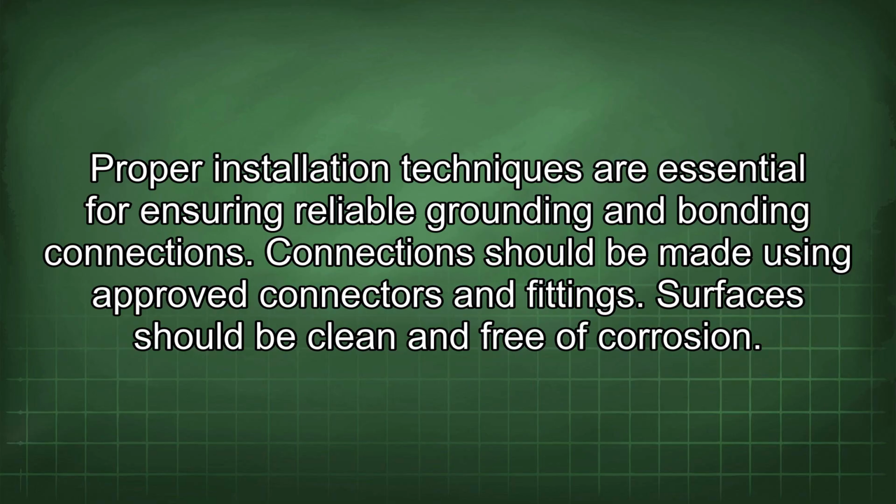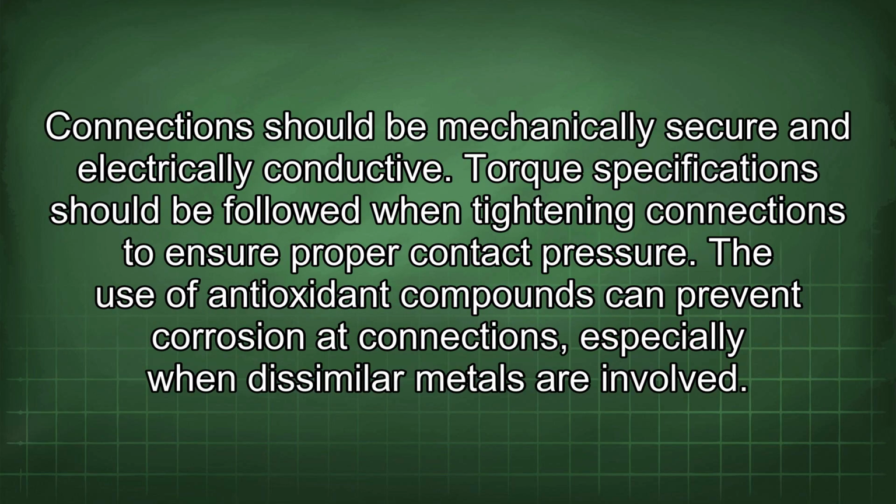Proper installation techniques are essential for ensuring reliable grounding and bonding connections. Connections should be made using approved connectors and fittings. Surfaces should be clean and free of corrosion. Connections should be mechanically secure and electrically conductive. Torque specifications should be followed when tightening connections to ensure proper contact pressure. The use of antioxidant compounds can prevent corrosion at connections, especially when dissimilar metals are involved.